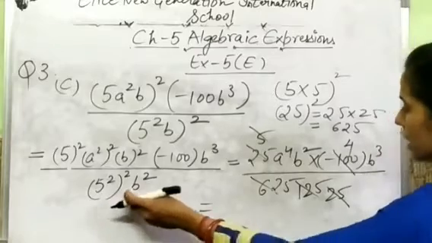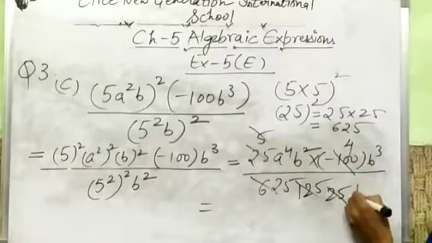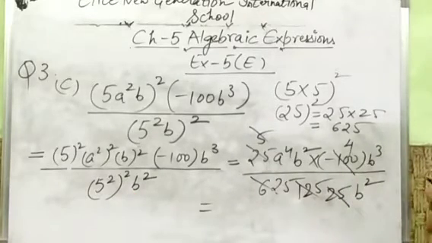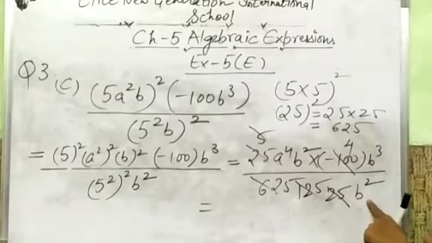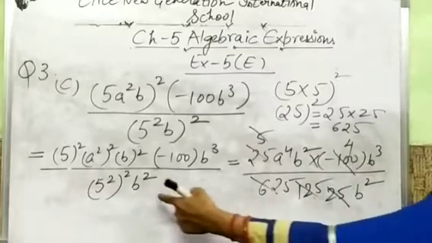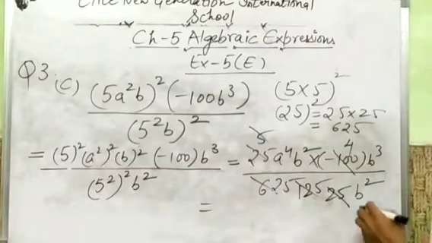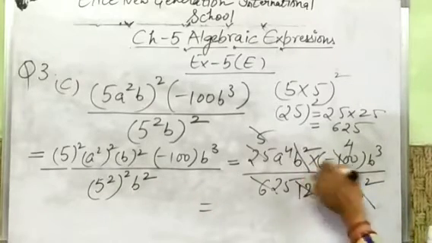One more thing, we need to write here b square. I forgot to write here. Okay. So don't make this same mistake, please. So b to the power 2 we have to write, because this is also given in the denominator. Now we can cancel out this b square by b square.